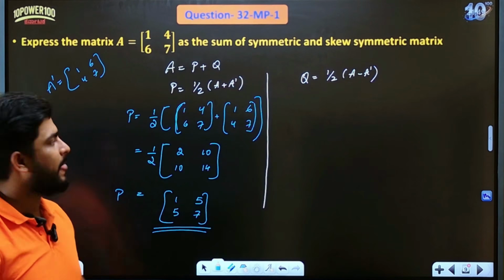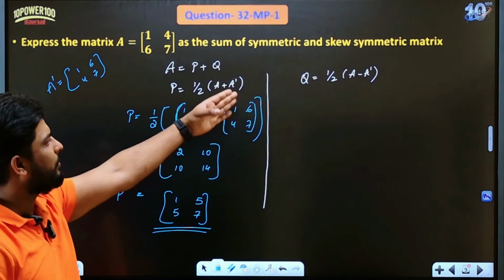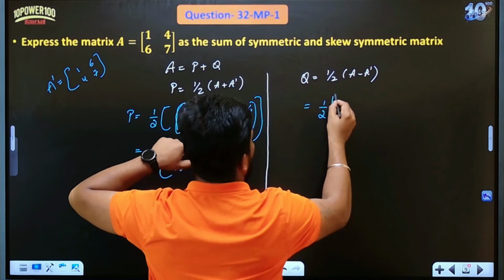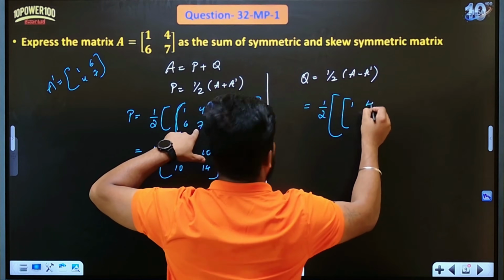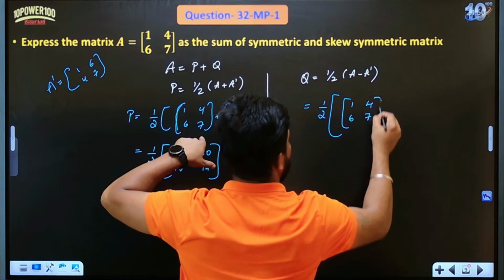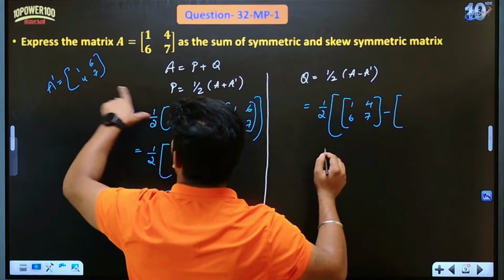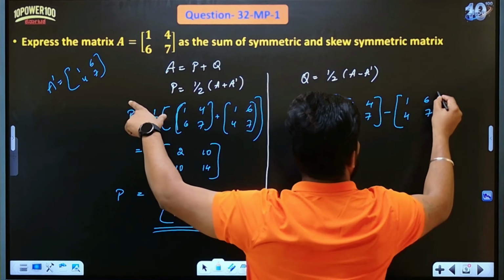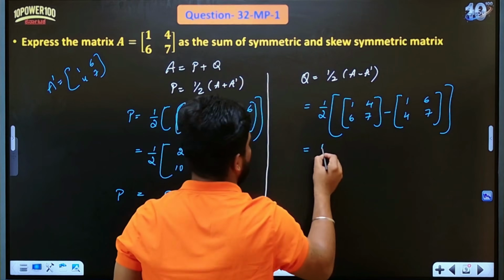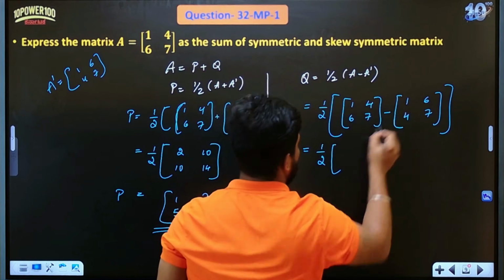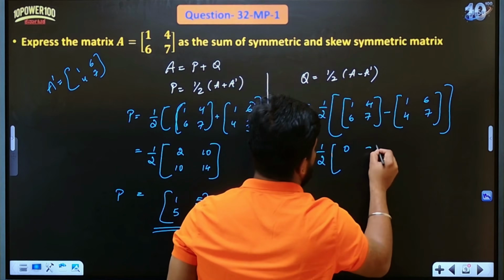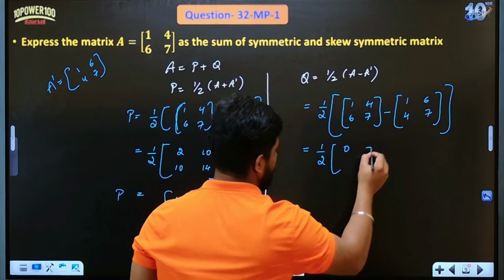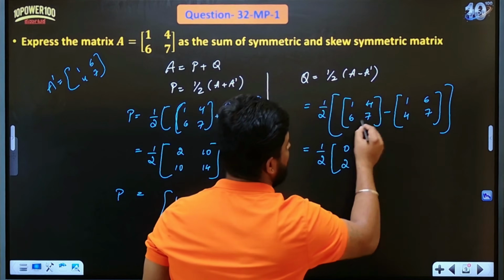Matrix P. Now do the same for Q. Q is A minus A dash, kids. So Q is equal to half of A minus A dash: 1 4 6 7 minus 1 6 4 7. Now by 2, 1 minus 1 is 0, 4 minus 6 is minus 2, 6 minus 4 is plus 2, this is minus 2, 6 minus 4 is 2, and 7 minus 7 is 0.